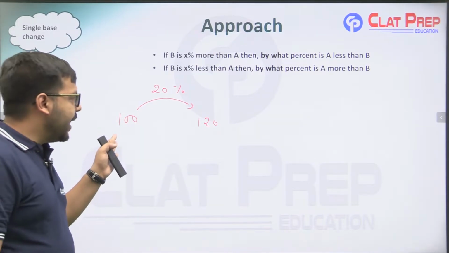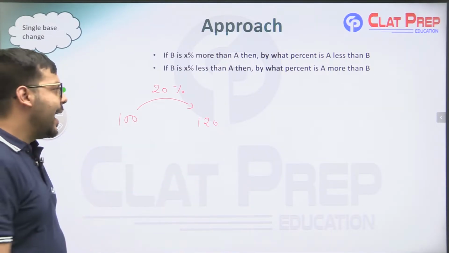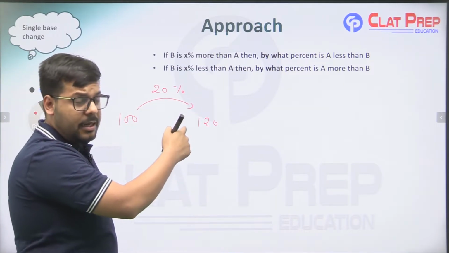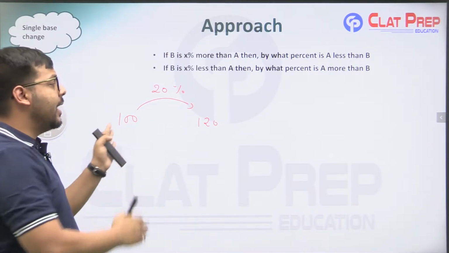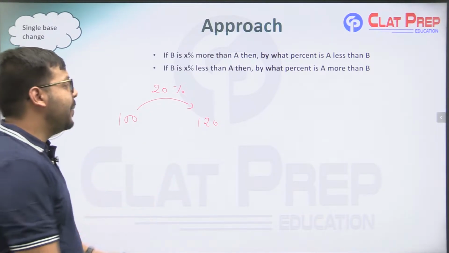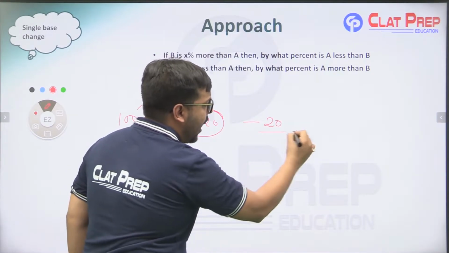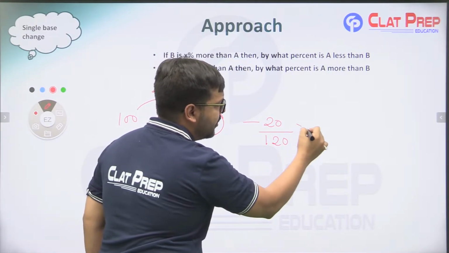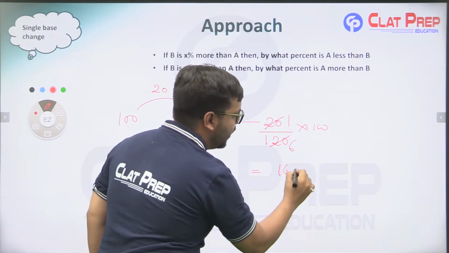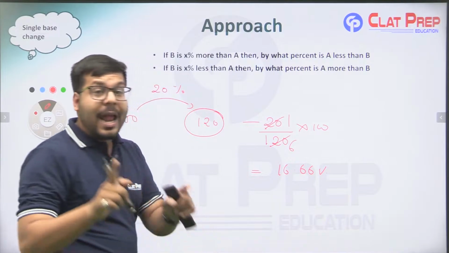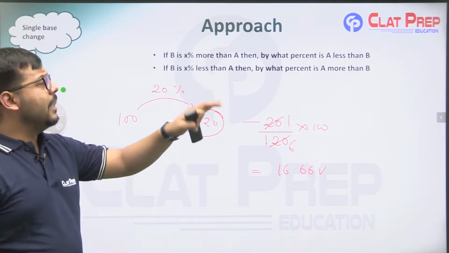Now if I need to get back to 100, or if I want to know that 100 is what percent less than 120, we can see that while I increased by 20%, the base was 100, but when I'm trying to get back to 100, the base will be 120. So you can see that 100 is 20 less than 120, and if we calculate the percentage change with respect to 120, we get the result as 1 by 6, which is nothing but 16.66% and not 20%.